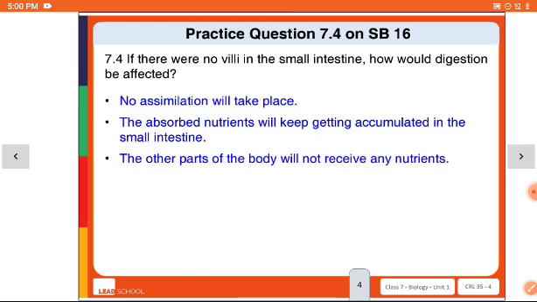Next is, if there were no villi in the small intestine, how would digestion be affected? So no assimilation will take place. Absorbed nutrients will keep accumulating in the small intestine, and the other parts of our body will not receive any nutrients.